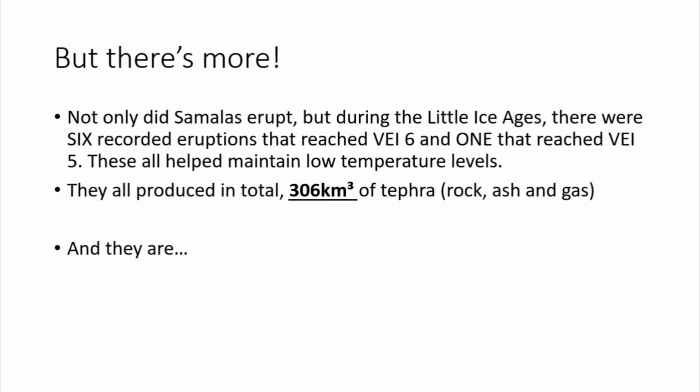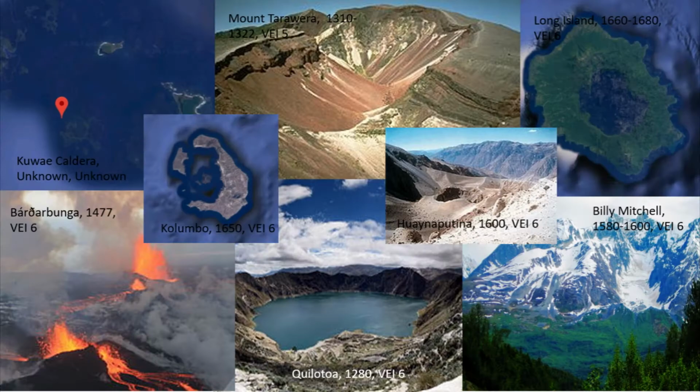But there's even more. Not only did the Summerless volcano erupt, but during this ice age, there were 6 recorded eruptions that reached VEI 6 and 1 that reached VEI 5. In total, they produced 306 cubic kilometers of tephra, which is rock, ash, and gas. This is a huge amount, and that would have just strengthened the volcanic blanket around Earth.